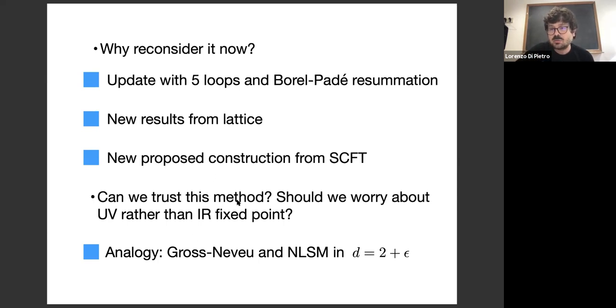In this workshop, there was also the talk by Yin Chen, who used the similar 2 plus epsilon fixed point to learn something about 3-dimensional gauge theory. So this is a well-established setup, and conceptually it's not so different from studying the non-abelian gauge theory in 4 plus epsilon. So we can hope that similarly it's also good in 4 plus epsilon.